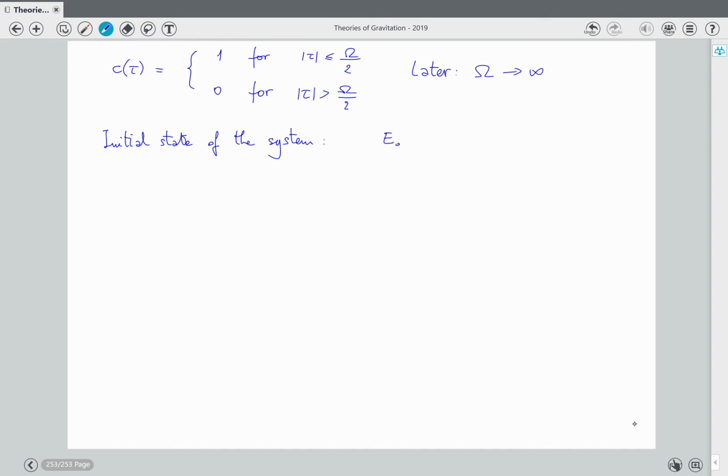We will have that the detector will be in the fundamental state, and the field phi will be in a fundamental state. We call E0 the fundamental state of this detector, which is just an atom, and 0, phi, the fundamental state of the rest of the field phi. What is the final state?